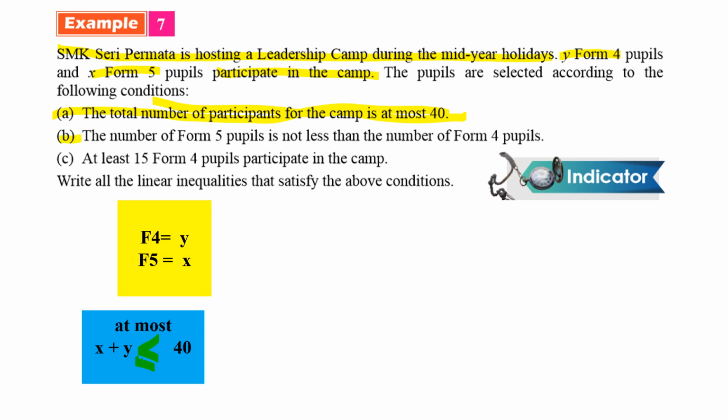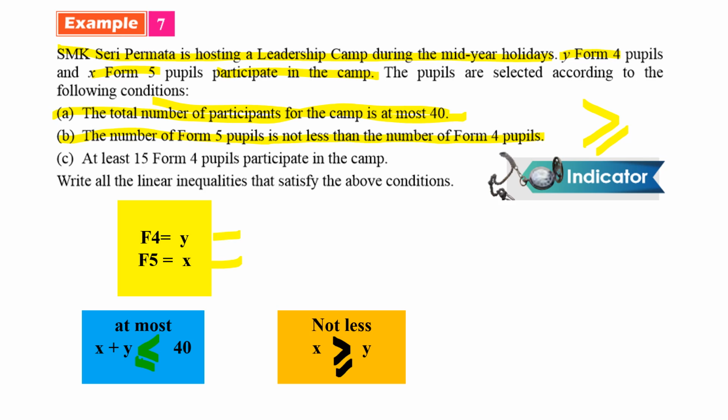for B, the number of form 5 pupils is not less than the number of form 4. Not less, that means must be more or equal. Yeah, you must remember, not less is more or equal. So number of form 5 students and form 4, x is form 5, and y is form 4. So what is the symbol? You just put the symbol more or equal. Okay, see, at least 15. Oh, sorry.